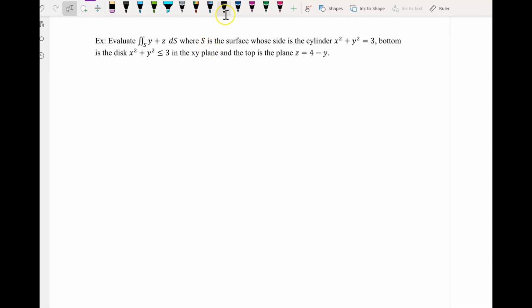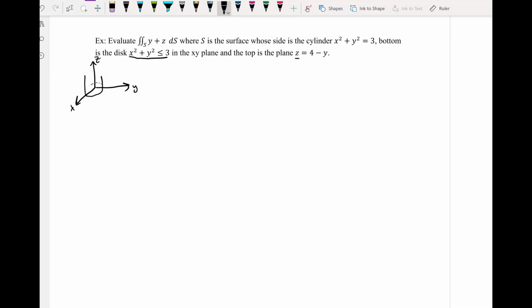So let's go ahead and draw this region. We've got x, y, z. The first thing that I see is that you've got the cylinder, x squared plus y squared equals 3. And also the bottom is the disk, x squared plus y squared is less than or equal to 3. So on the xy plane, I actually have a circle of radius square root of 3.